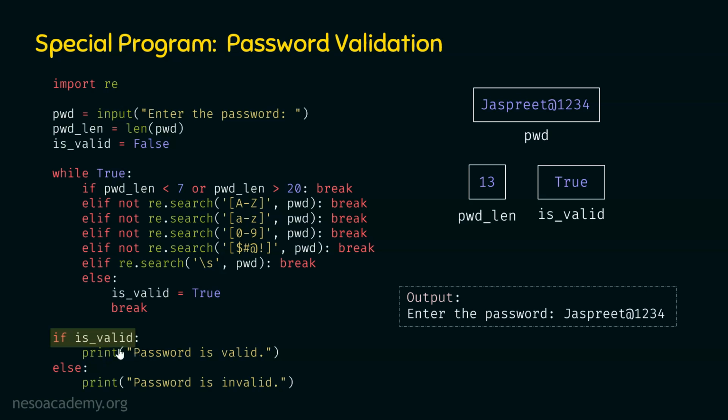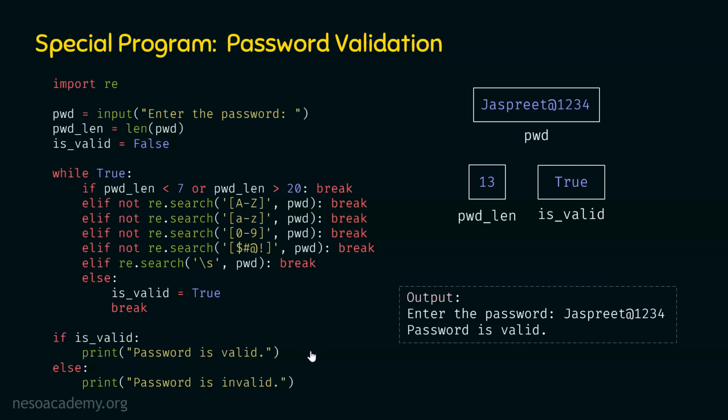Is it the case that the password is valid? We can see that the password is valid because is_valid is true. Therefore, this print statement will get executed and hence "password is valid" is printed on the screen. So we are getting this message, password is valid. So I hope this program is clear. So we are ready to execute this program in Visual Studio Code.